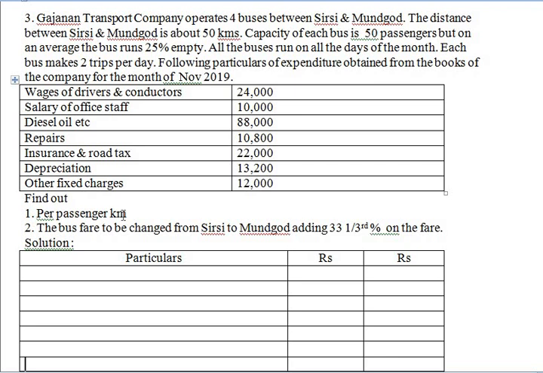Find out the per passenger kilometer bus fare to be charged from Sirsi to Mundgod, adding 33 1/3% on the fare. So this is the problem they have given. First, we will prepare an operating cost sheet.